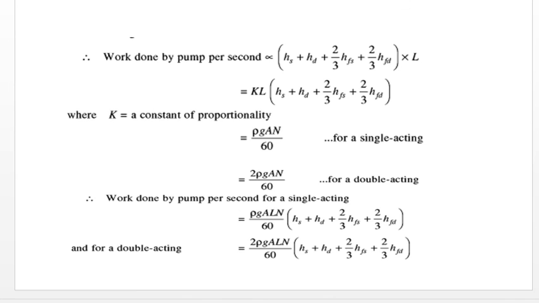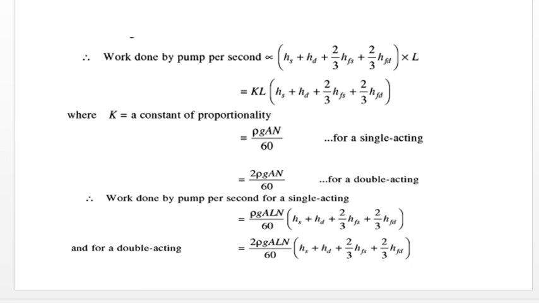We all know that the work done by the pump is proportional to the area of the indicator diagram. So this is the area of the indicator diagram. The work done by the pump will be proportional to this area, that is HS plus HD plus 2 by 3 HFS plus 2 by 3 HFT, into L. K is the constant. We took this value K. K is the proportionality constant.